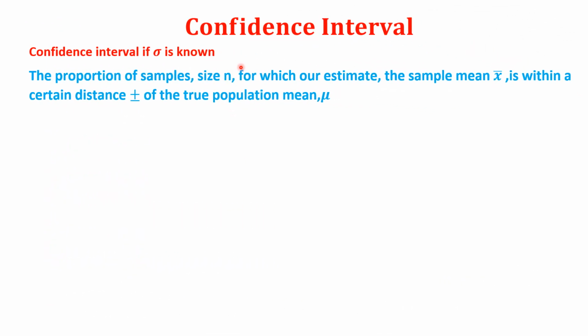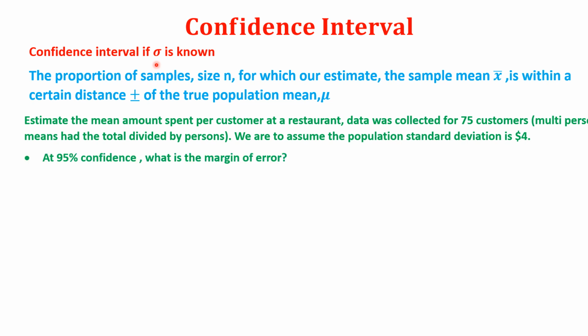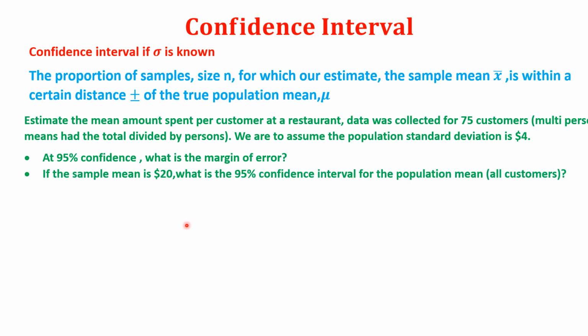Now let us see how to calculate the confidence interval when sigma is known. Let us estimate the mean amount spent per customer at the restaurant. Data was collected for 75 customers. We are to assume the population standard deviation is 4. So at 95% confidence, what is the margin of error? If the sample mean is 20, what is the 95% confidence interval for the population mean?